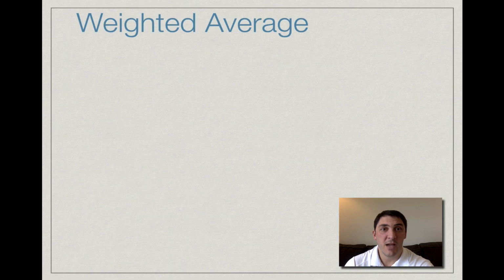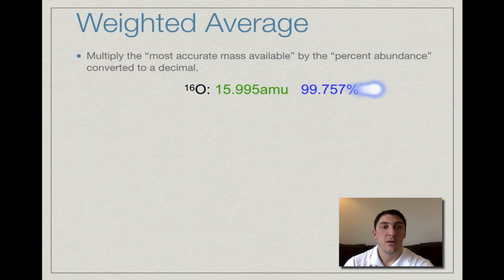What is a weighted average? Here's how you calculate it. You multiply the most accurate mass available, so 15.995 atomic mass units, by the percent abundance, but it has to be converted to a decimal. Now, it says most accurate mass available. If you didn't have the absolute mass of the isotope for oxygen-16, the only mass available is that 16 that you see in the upper left-hand corner. But if they give you the most accurate mass, that's the one that you should be using.